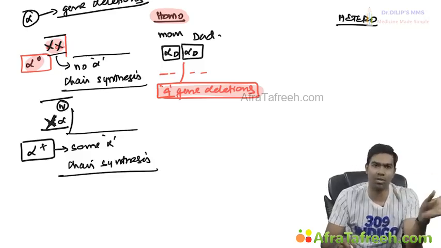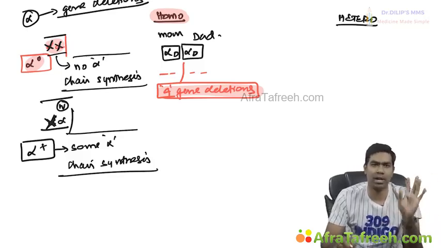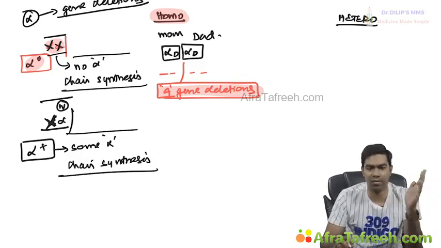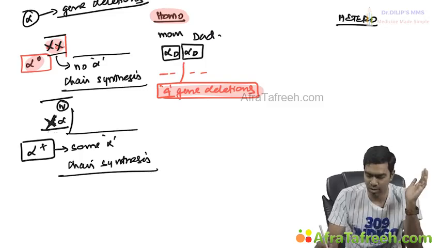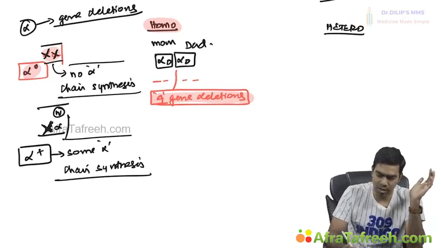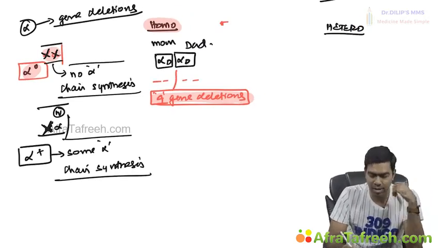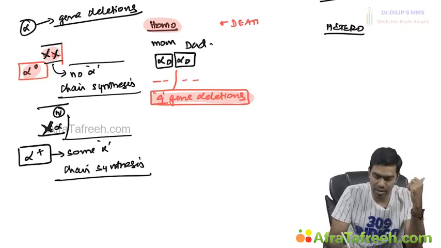Both genes from mom are deleted, that is alpha 0, and both genes from dad are deleted, that is also alpha 0. So there is no alpha chain at all. This is what we call four gene deletion. How is this four gene deletion going to present? I already told you it presents as death in utero, which means a very severe form.